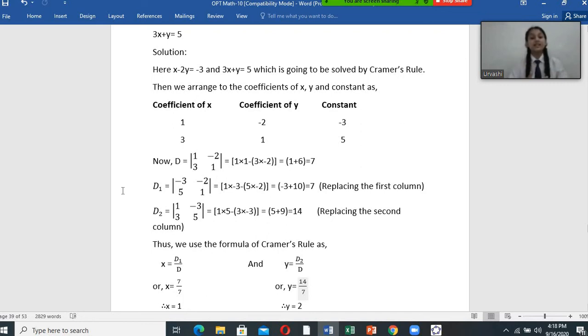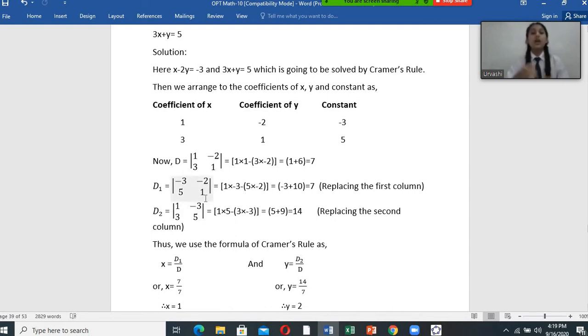Now, after arranging, what we have to focus on is the determinant. Here it is given as D, which stands for determinant. Now we have to compose a new kind of matrix from the coefficient of x and coefficient of y. After composing the new matrix, we have to find the determinant. As we have previously discussed, the determinant is defined as leading diagonal minus minor diagonal, and the required value of D is 7.